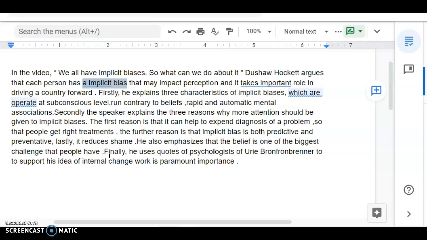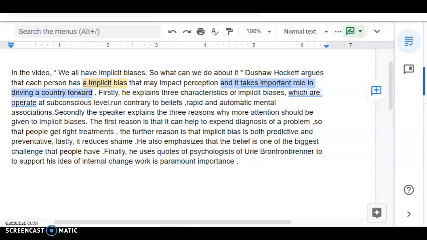Okay, very good. You try to summarize in your own words. Good. And it takes an important role in driving a country forward. Do you mean to say that biases have an important role in driving the country forward? Which country, first of all? And I think this is really not the idea, because he did not say that they will drive the country forward. Remember, biases are bad things, they're detrimental to society.